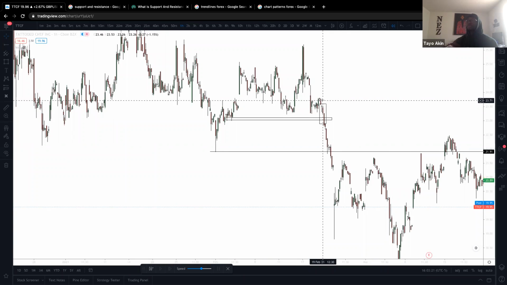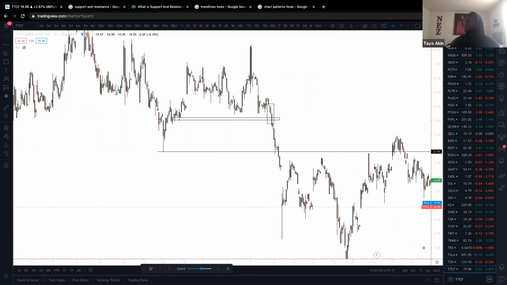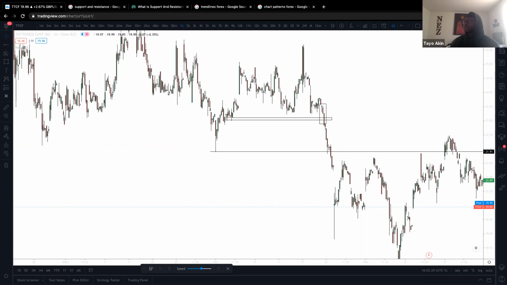I'm sorry, not market structure. Support resistance zones. Now, let's say we want to use trend lines. Okay. Then let's say I think we're going to go to maybe, let's see.